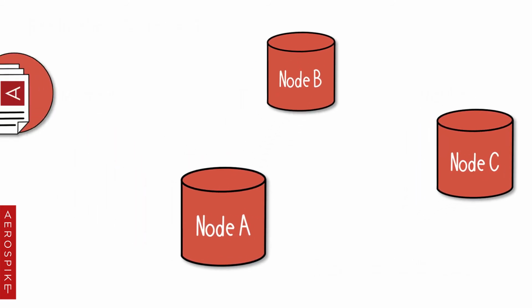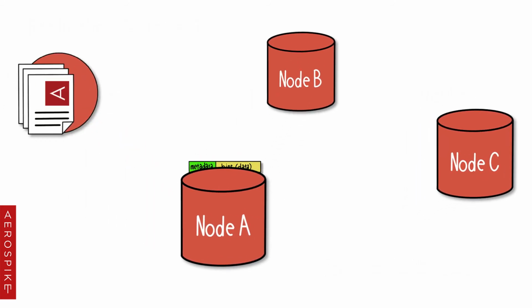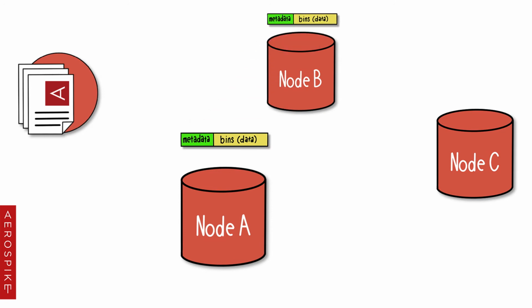In availability mode, when a cluster is healthy, reads pull from a single replica, generally the master copy, and write transactions are replicated across the cluster, providing consistency between all copies of a record, every transaction.